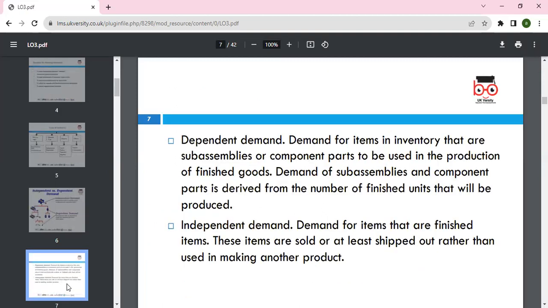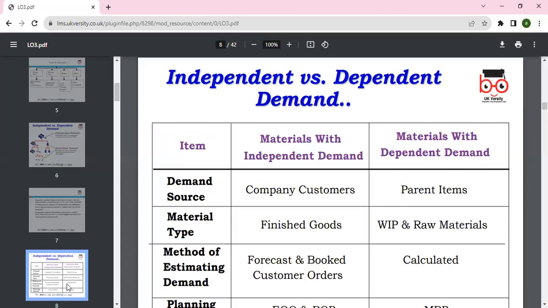So dependent demand is the demand for items in the inventory that are assemblies or component parts used in the production of finished goods. Demand for sub-assemblies and component parts is derived from the number of finished units that will be produced. Independent demand is the demand for items that are finished items, and these items are sold, or at least shipped out, rather than used in making another product. Okay, independent versus dependent demand.